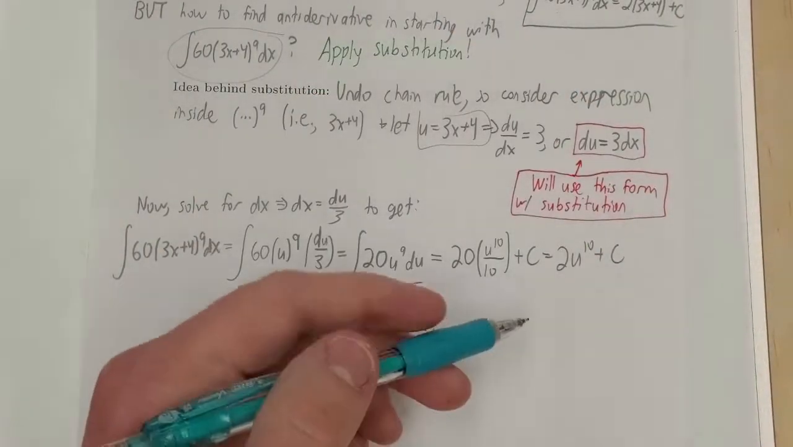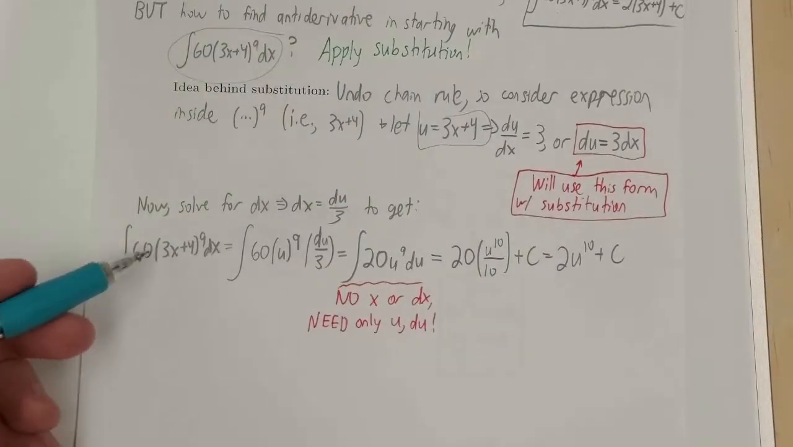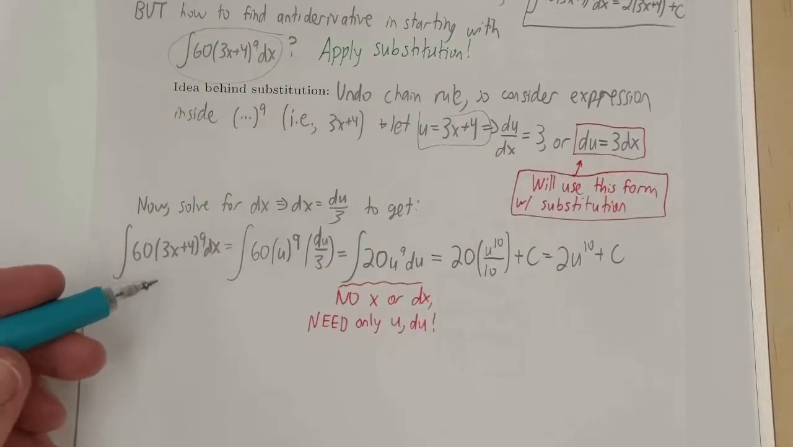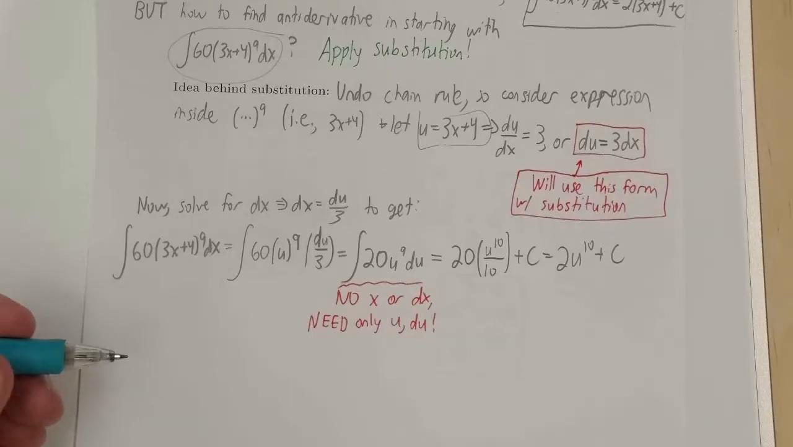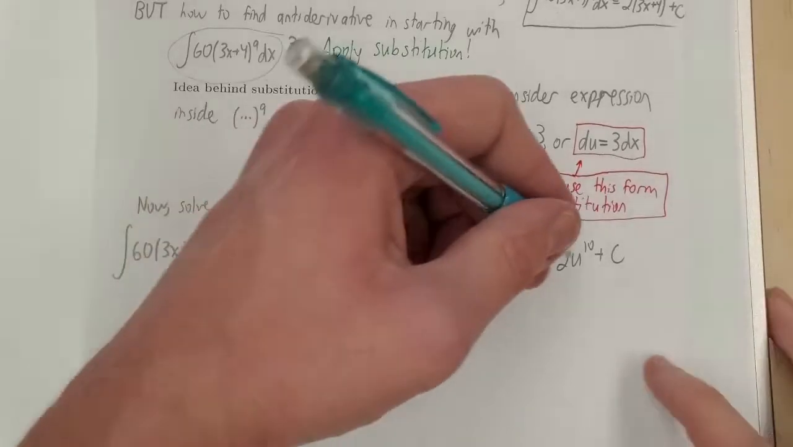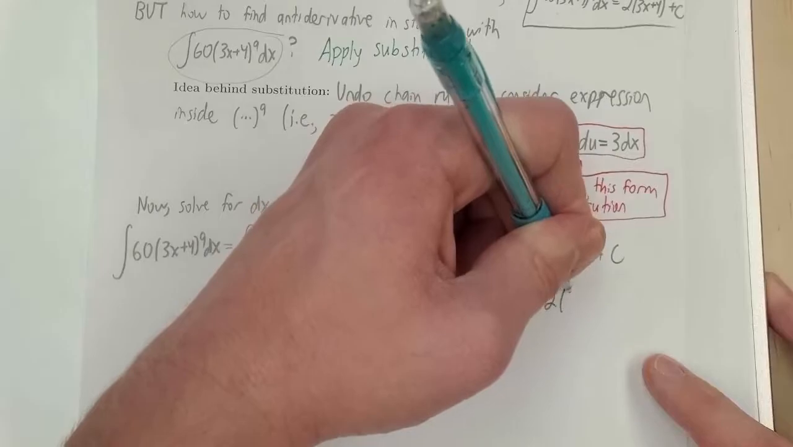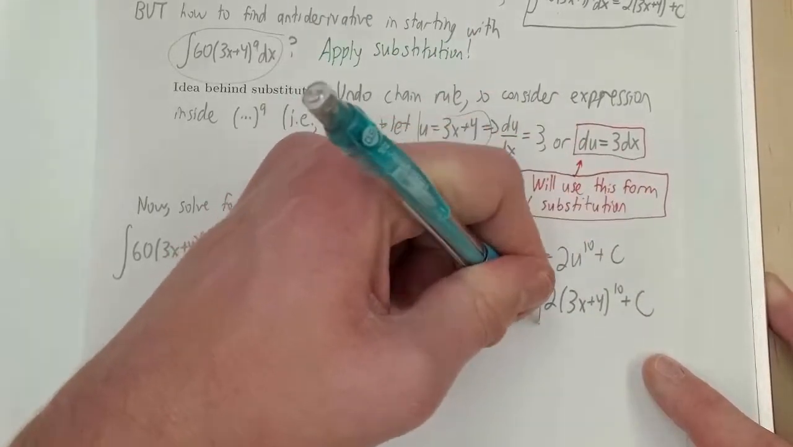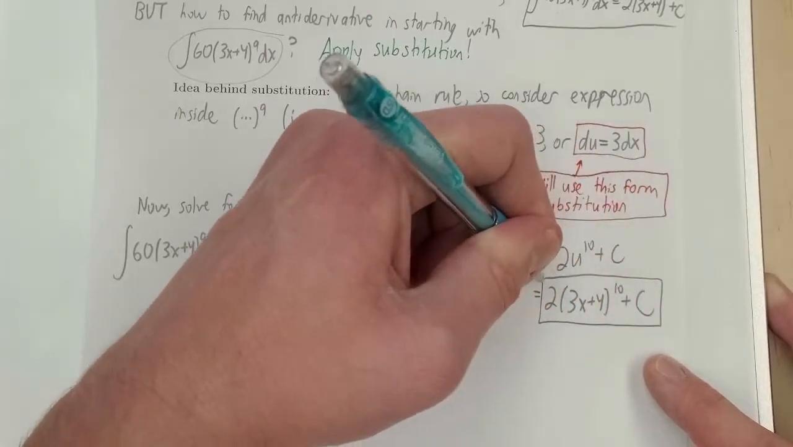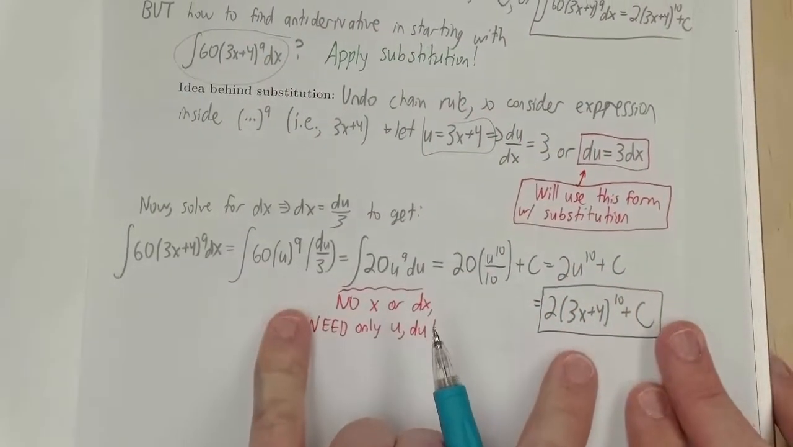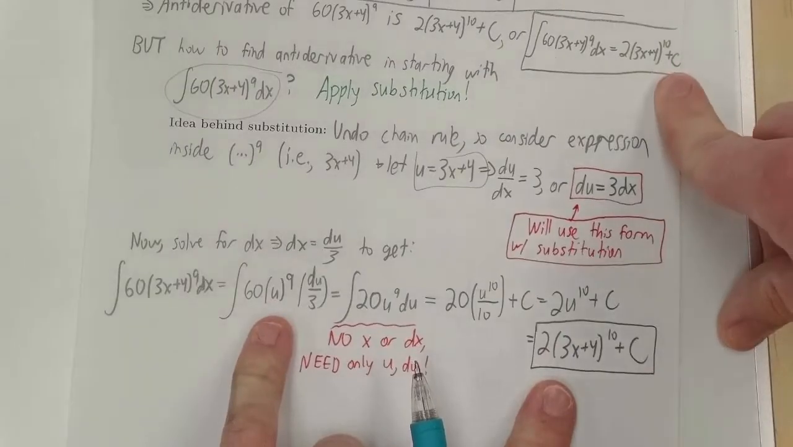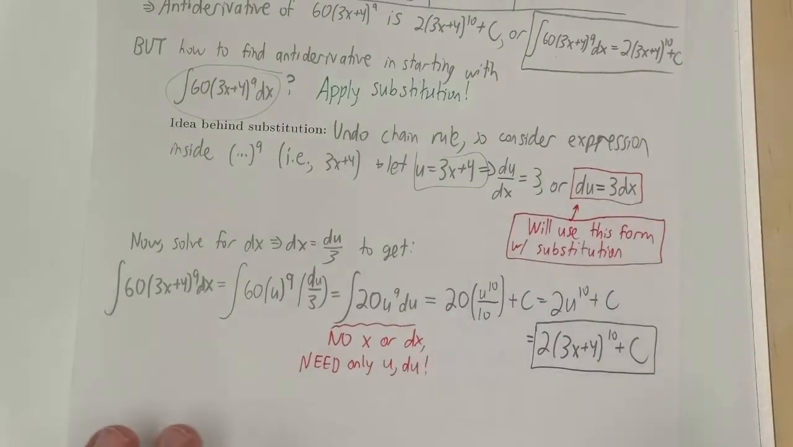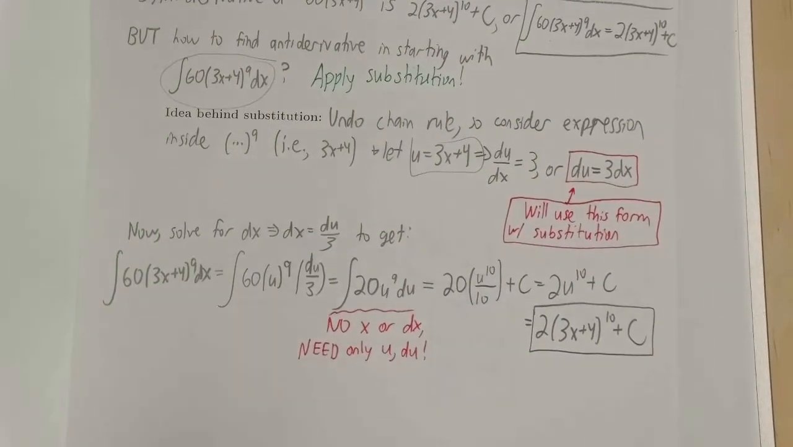But then we realize, wait a minute, the original integral was in terms of x, so our final answer must also be in terms of x. So we have 2 times 3x plus 4 to the power of 10 plus c. This will be our final answer, and it is thankfully consistent with what we've established above.